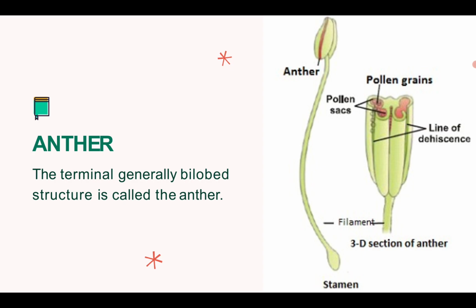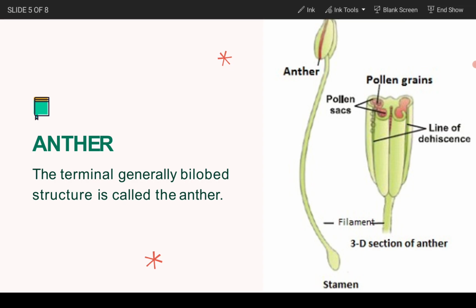Next, that bulb-like structure which was present on the top of the filament is called the anther, the terminal generally bilobed structure. This is how the definition is given in the NCERT textbook. So we should always read between the lines to understand the concept really well. The definitions are not needed from a NEET perspective, but for boards, these are definitely important definitions.